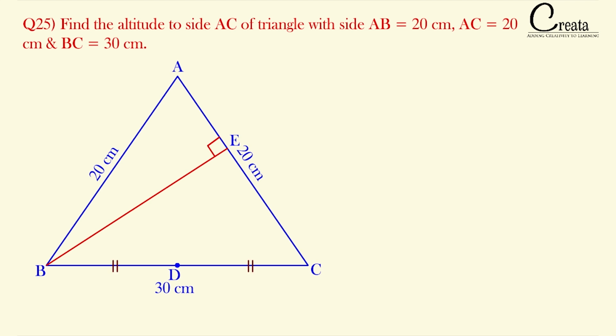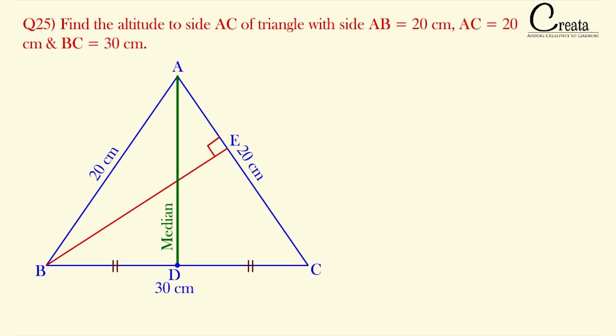Let's join A to D. Here AD is the median of the triangle ABC. Okay, what is a median? A median is a line segment that starts from the vertex and joins the midpoint of the opposite side. Here this line segment is starting from the point A and it is joining the point D, that is the midpoint of side BC. So we got AD as the median for this triangle.